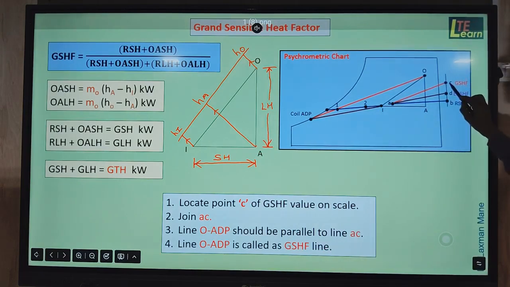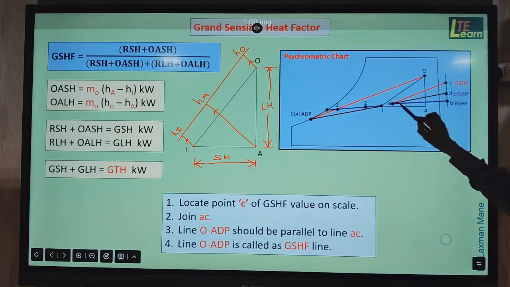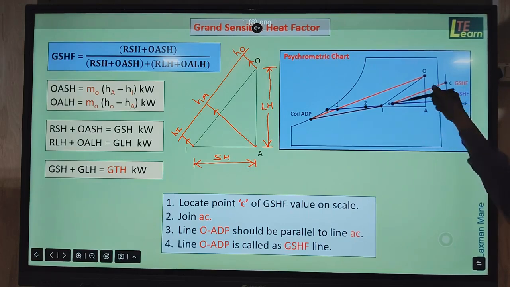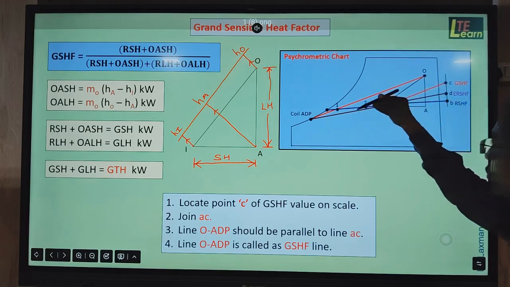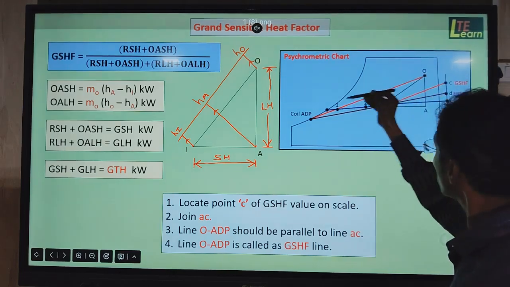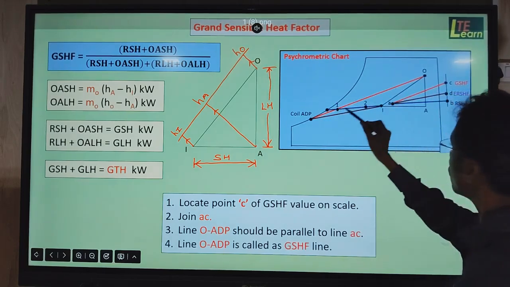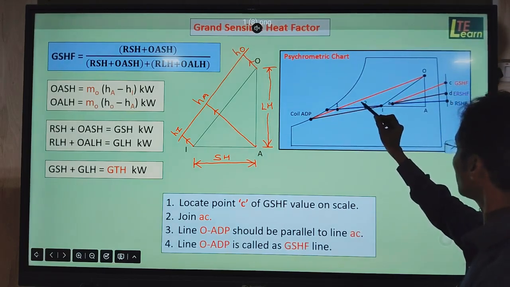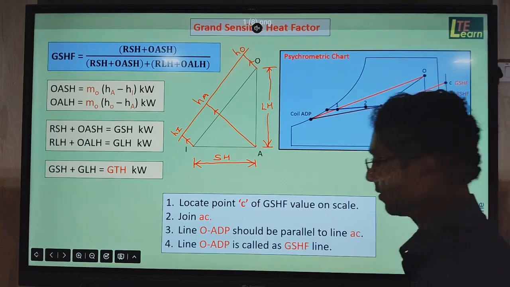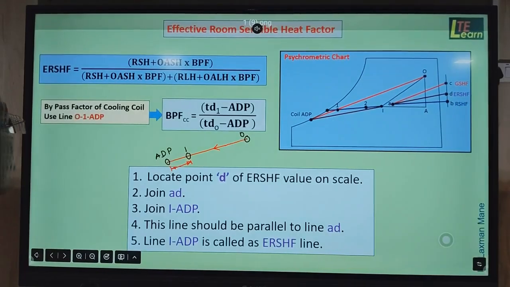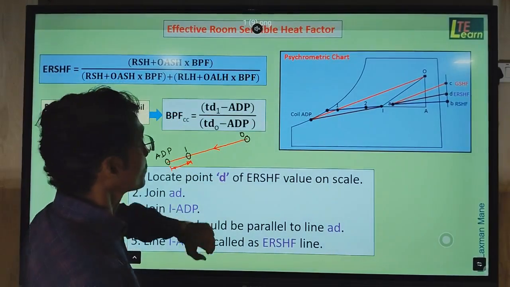So here we use point C to locate GSHF. Then we join A, the alignment circle point, and C. Thus we get this red color line, AC. Now this AC line should be parallel with this O-ADP line. So this O to ADP line is called the grand sensible heat factor line. After that, the effective room sensible heat factor line.